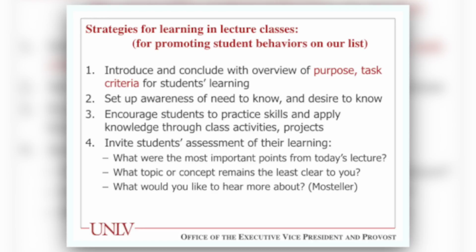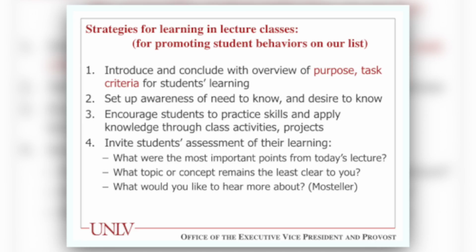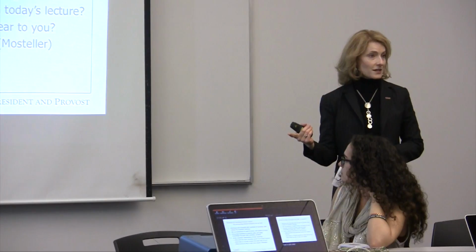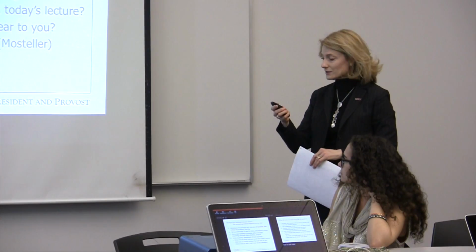But anybody could do these 4 things, and there are 4 really good ways of making sure that students get what you're trying to give them. So one is to introduce and conclude any meeting, whether it's online or on-site, with an overview of the purpose, the task, and the criteria. And I started with that, like here's our purpose, here's the knowledge, here's the skills, here's the task, here's how we're gonna do it, and here's the criteria, here's how we're gonna know if we did it the way we wanted. And I'm gonna come back to that at the end with another slide to wrap it up with that format of purpose, task, criteria.